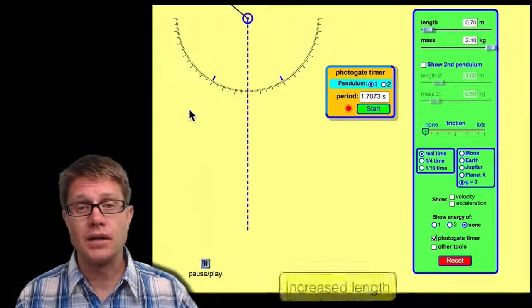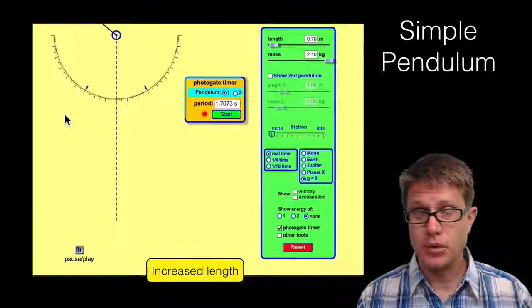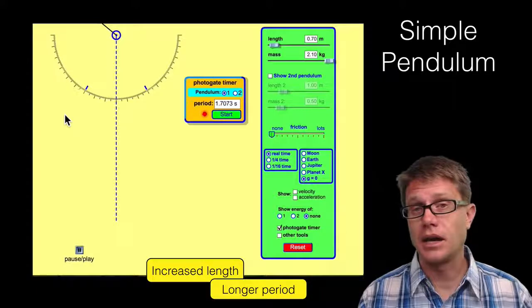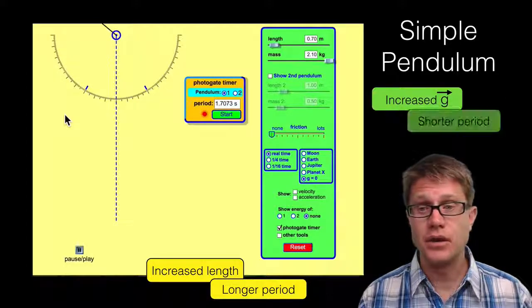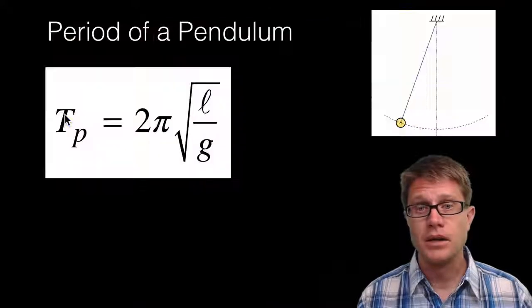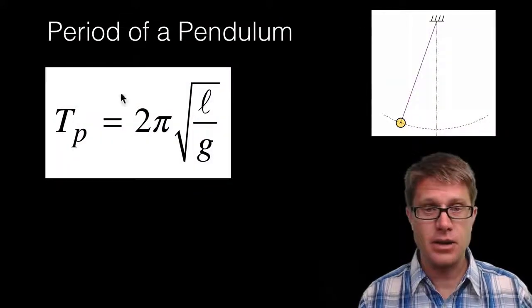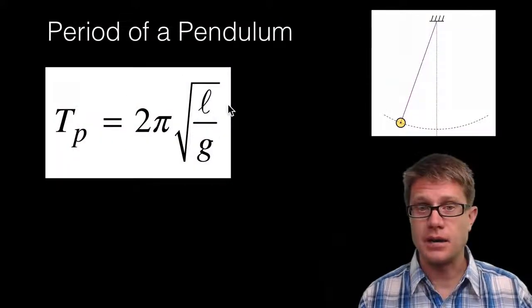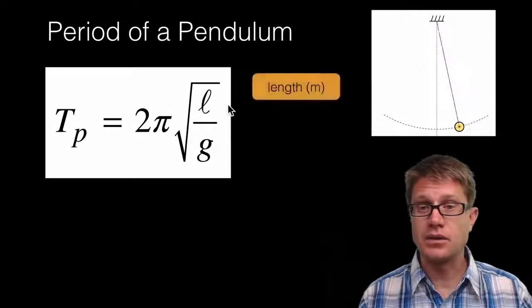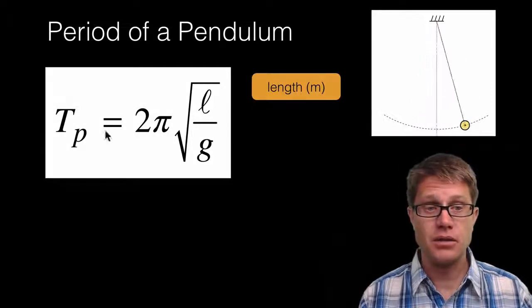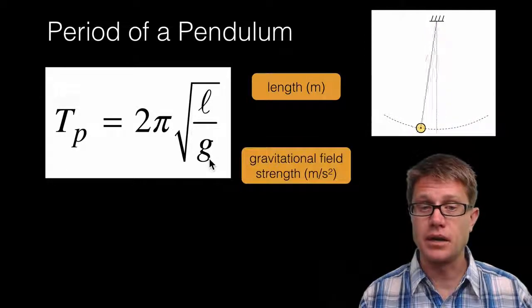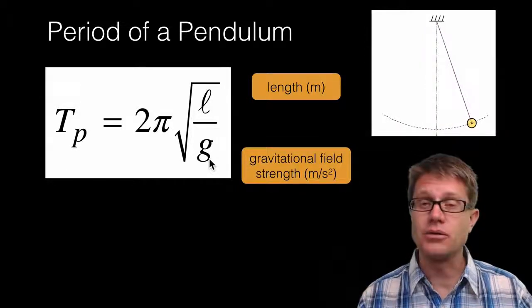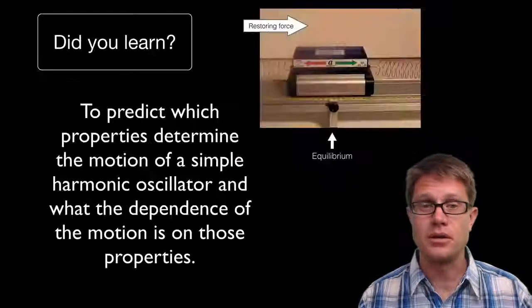So if we look at that qualitatively, as we increase the length, we got a longer period. And as we increase the gravitational field strength, then we got a shorter period. If we look at that algebraically, this is the equation. Length is going to be on the top, you remember. And so as we increase the length, we're going to increase the period of the pendulum. What happens as we increase gravitational field strength? As we increase that, then we're going to decrease the overall period of the pendulum.